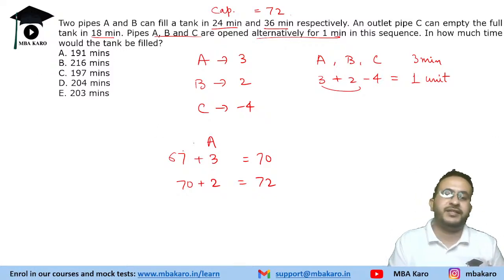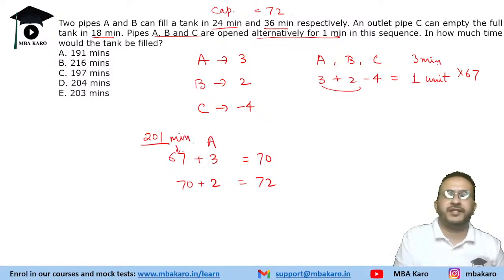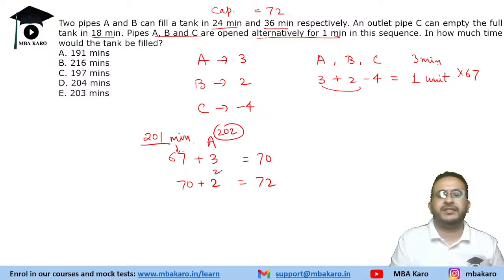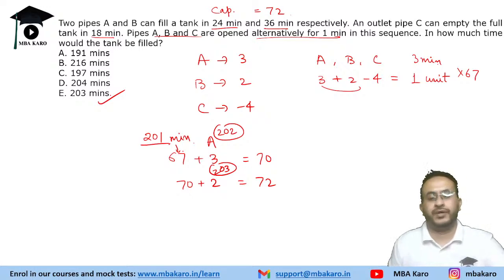Now 67 कितने minutes में होगा? 3 minutes में 1 unit हो रहा है, into 67. So it will take 201 minutes. So 201 minutes में 67. This is in 202nd minute A will fill and this is 203rd minute when B will fill. So it will be filled in 203 minutes. Okay, so I hope you got it.